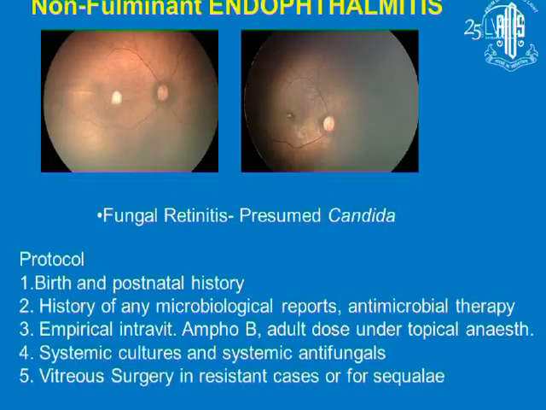We take the birth and postnatal history and any microbiology reports. We can give empirical intravitreal amphotericin B, almost close to the adult dose, under topical anesthesia, and with that protocol we could salvage every eye that came to us with candida. We never lost any eye. The systemic cultures and the systemic antifungal are also very important. So even if we don't have culture positivity, based on our clinical appearance we can recommend that this is possibly a gram negative, so please go ahead and give systemic antimicrobial.